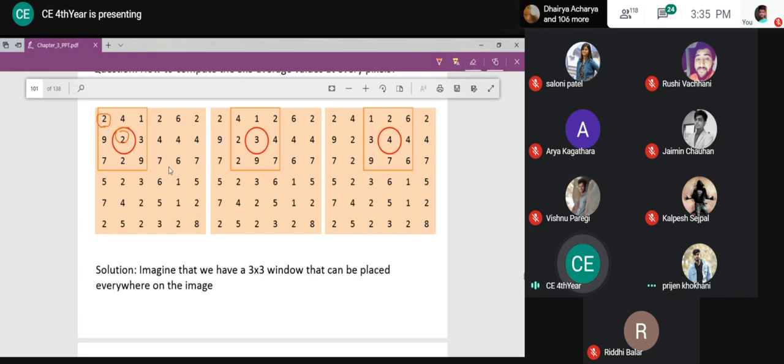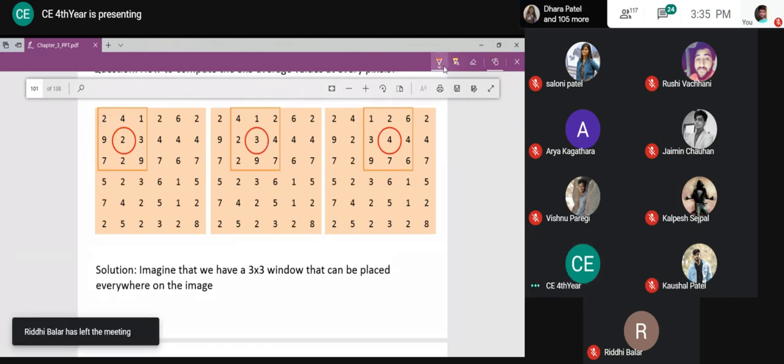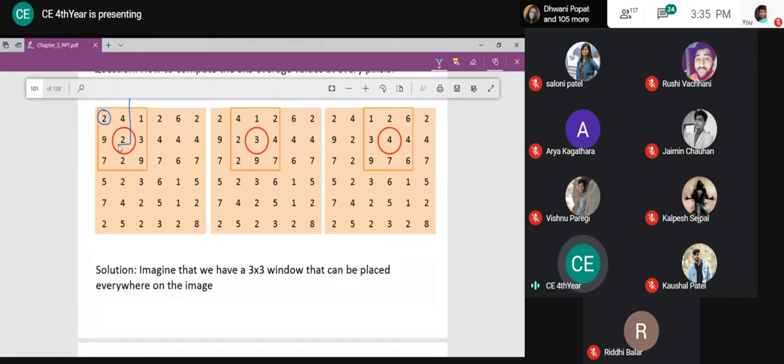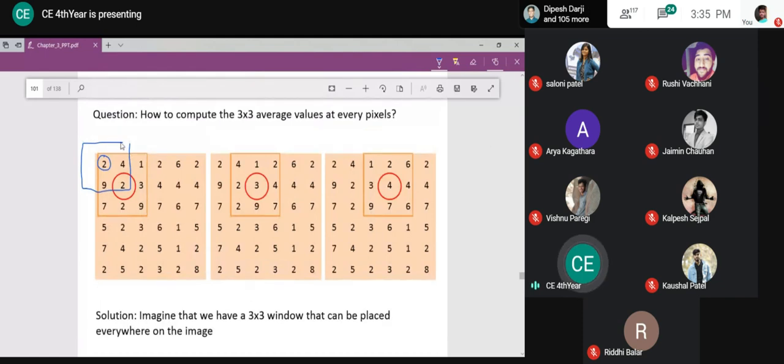So the procedure will be quite simple, a similar one. The same procedure. If I want to calculate for this, what should I do? I should take a 3 cross 3 neighborhood. So this is my 3 cross 3 neighborhood. Here you can see this is my 3 cross 3 neighborhood. So here I can see, okay, a few elements are available, like 2, 4, 9, 2 are available.